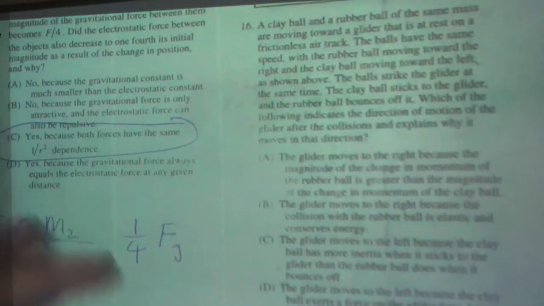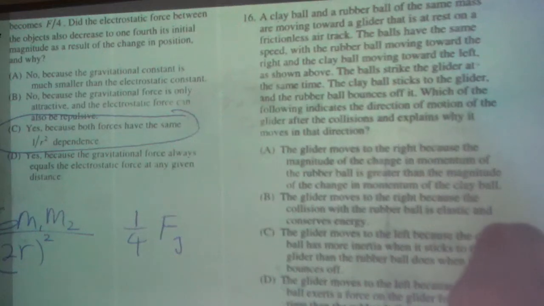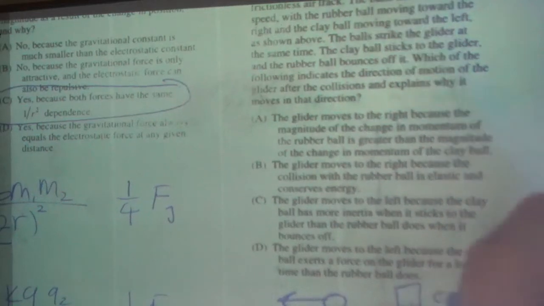So one way to think about this is total momentum. If they're equal masses and they're both going at velocity v, they have equal and opposite momentum, so the total momentum is 0. When the rubber ball bounces off, it has a momentum to the left. And of course the clay ball is going to stick to the glider. These two are stuck together. They're not going to go to the left because they still have to have a total momentum of 0. So the two of them stuck together need to go to the right.